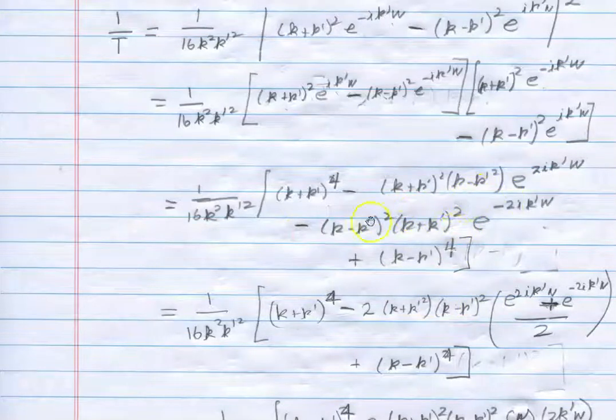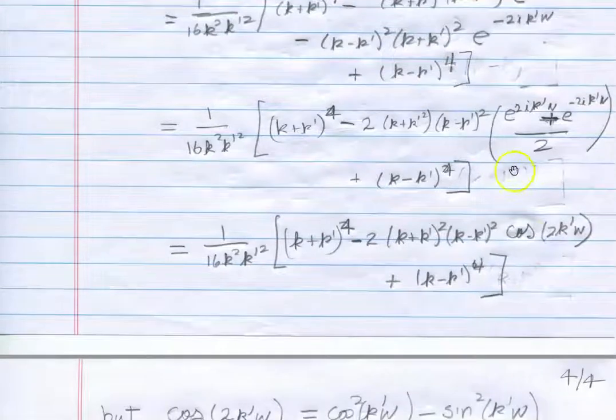I'm going to factor out, well, I've got this plus this. This plus this. So I get e to the i k prime w plus e to the minus i k prime w when I factor out these terms with the minus sign. And then I multiplied by 2 and divided by 2 to get this. And these two terms stayed the same. But this factor here is nothing more than the cosine of 2k prime w.